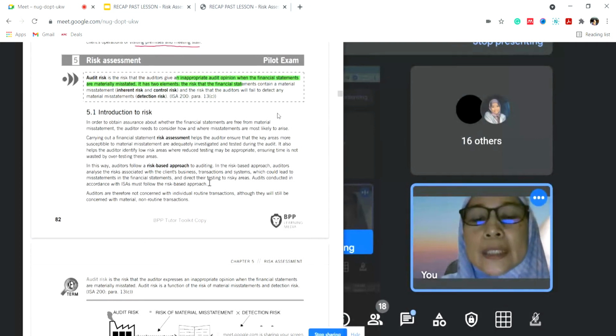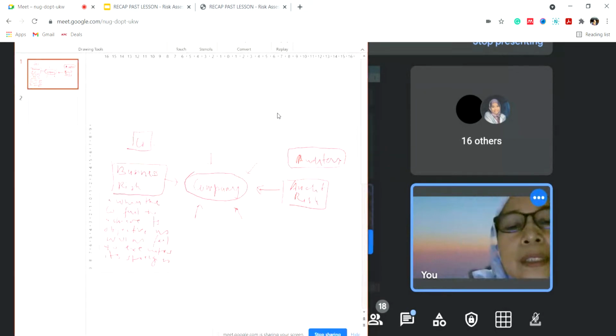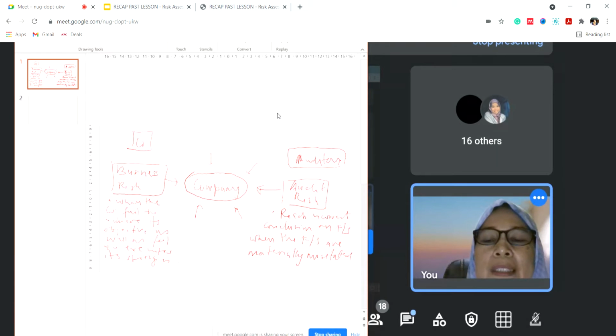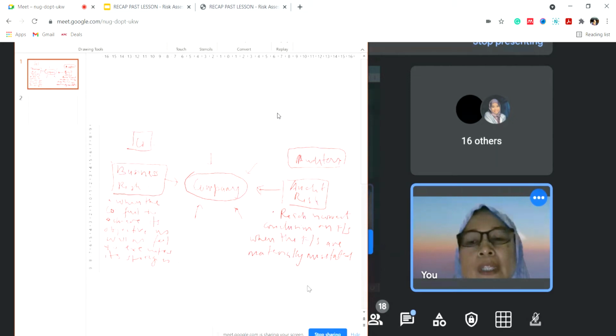So what is audit risk? Audit risk is when the auditor reaches an incorrect conclusion on the financial statements when the financial statements are materially misstated. Business risk is when the company fails to achieve its objective. Audit risk is the auditor's risk of reaching an incorrect conclusion on the financial statements when they are materially misstated. That is the difference between business risk and audit risk.